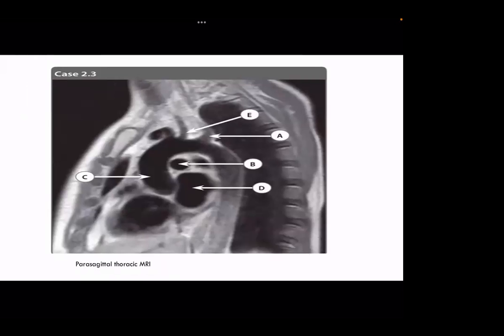This is a parasagittal thoracic MRI, also showing the ascending aorta, brachiocephalic trunk, the left common carotid, left subclavian, and this is the left pulmonary artery that is anterior to the left main bronchus, and this is the left atrium, which is the most posterior chamber of the heart.